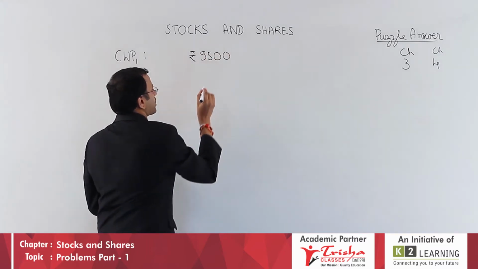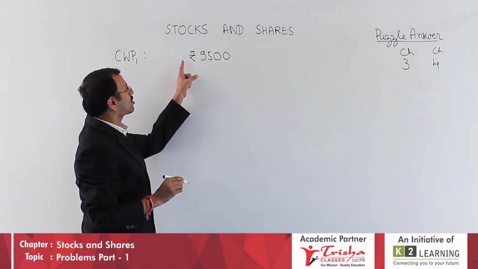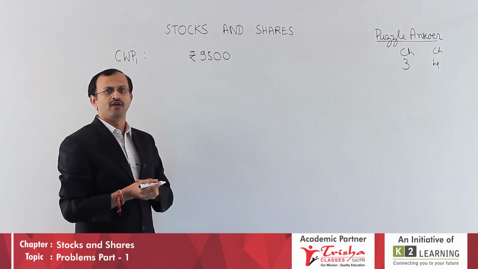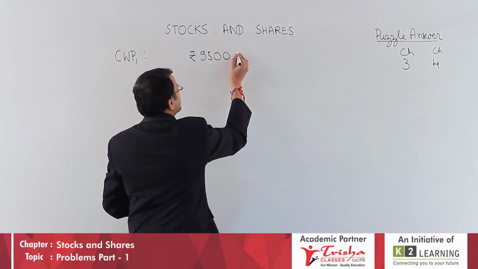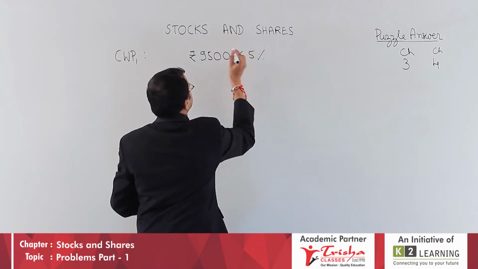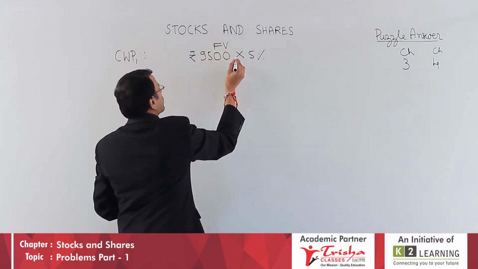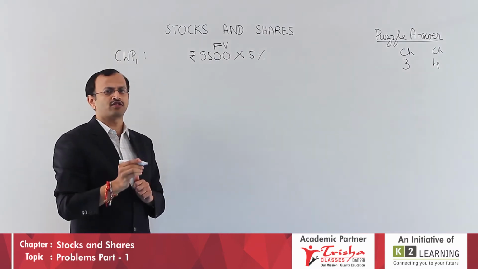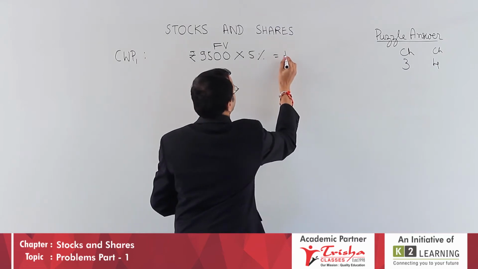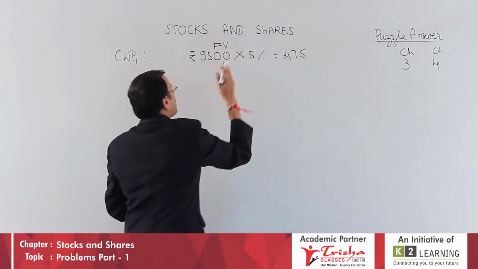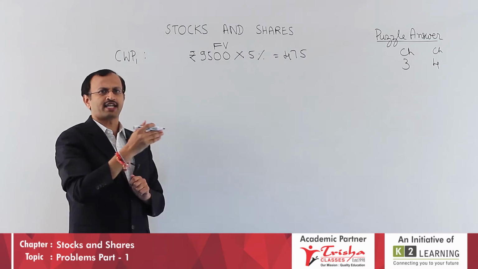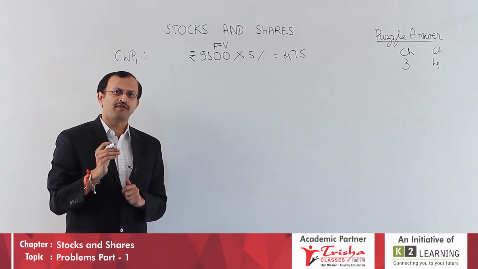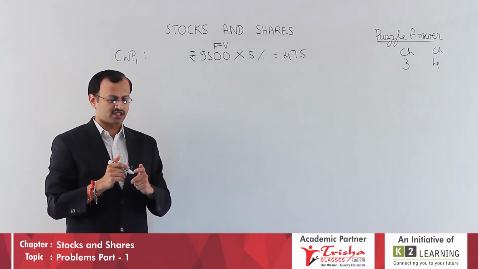I already told you, whenever they give rupees 9,500 stock, it means it is the face value. The rate of income is 5%. Income is calculated on face value. Face value 9,500, 5% you have to do. 9,500 into 5%, use the calculator, it is 475. 950, half will be 475. So 475 is the income if you invest 9,500 at 5% stock.